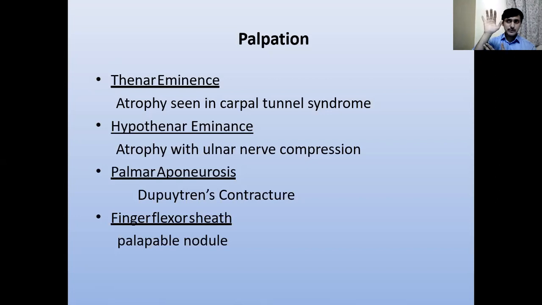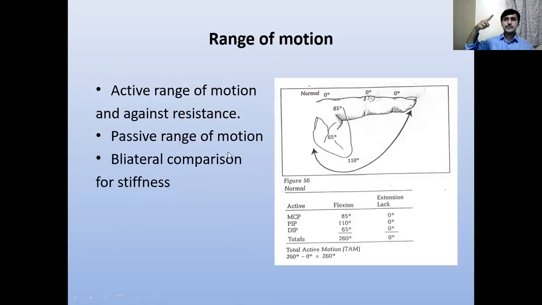Okay, so you can have a radial claw hand as well, that is seen in median nerve, or you can have a combined claw hand, right? So you should see that. Always palpate whether there is a nodule over here, a finger sheath nodule, and see the range of motion.